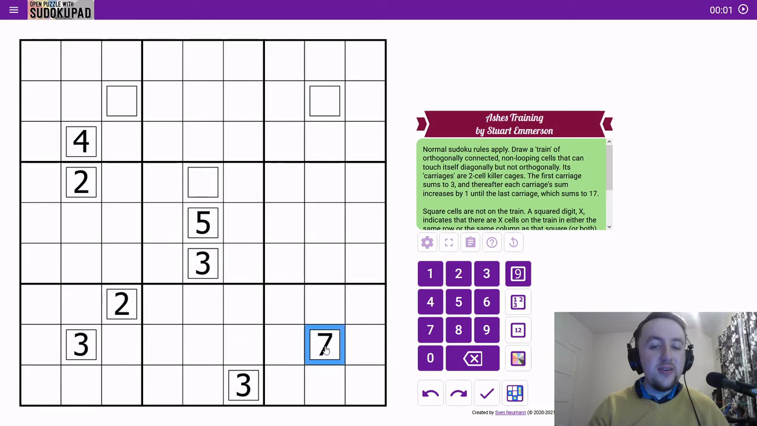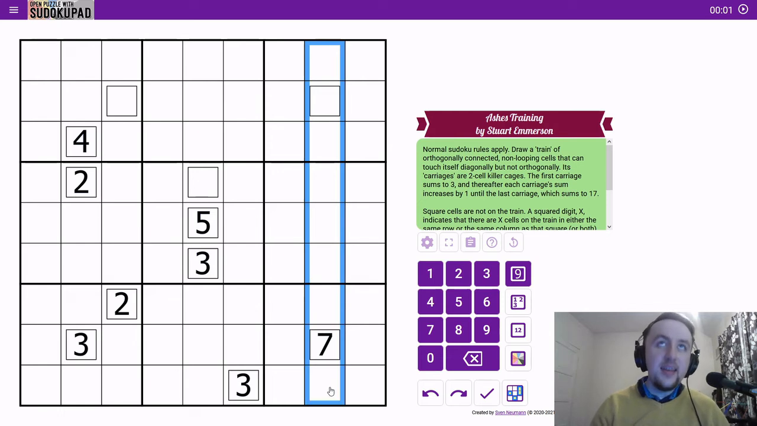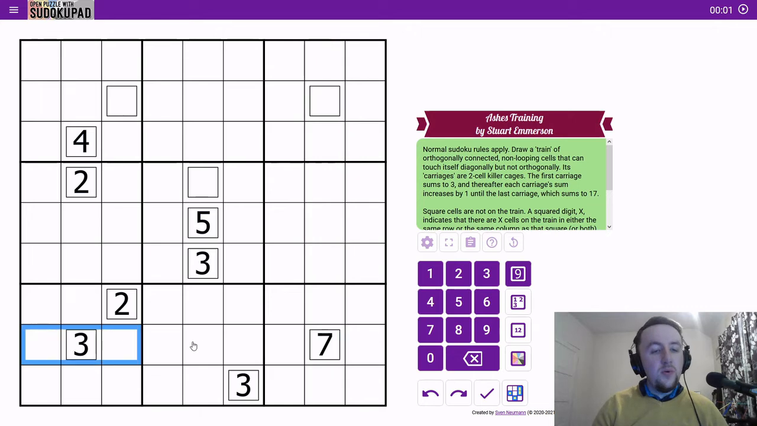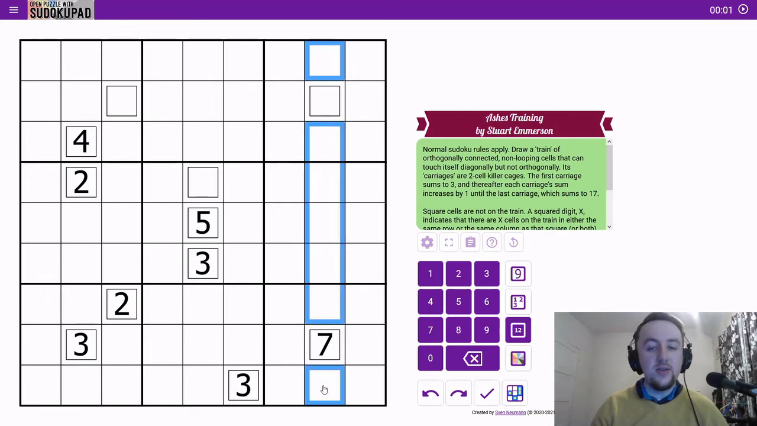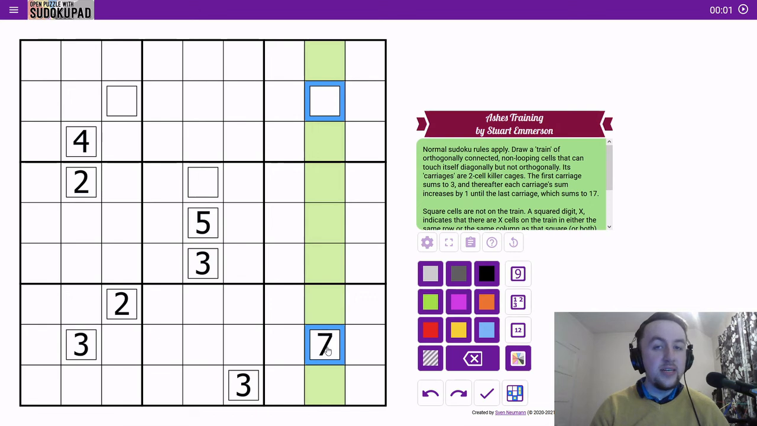But first, let's have a look at this 7. What this 7 is telling us is that there are 7 train cells in the column, or that there are 7 train cells in the row. So if there are 7 train cells in the column, it has to be all 7 of these, because these two can't be train cells because they're both square cells.